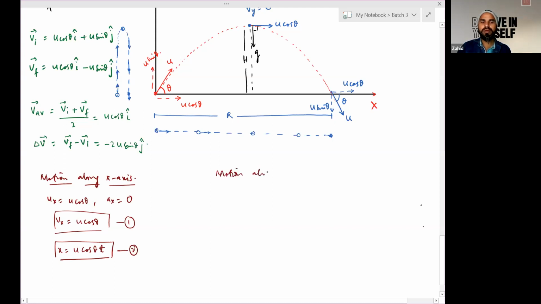Similarly, motion along y-axis. Initial velocity along y-axis is u sine theta. For acceleration along y-axis, take the point of throw as the origin; all upward quantities will be positive and downward quantities will be negative. So gravity will be negative here. Using the first equation of motion to find final velocity, v equals u plus a t.